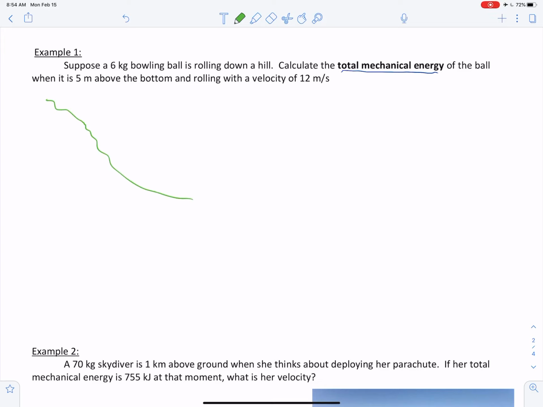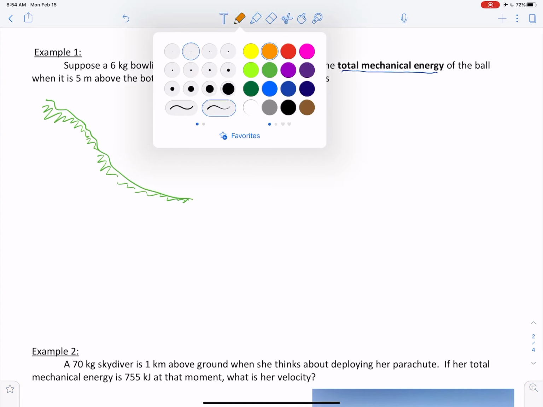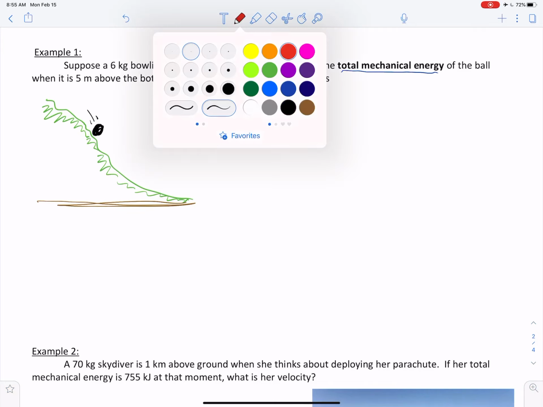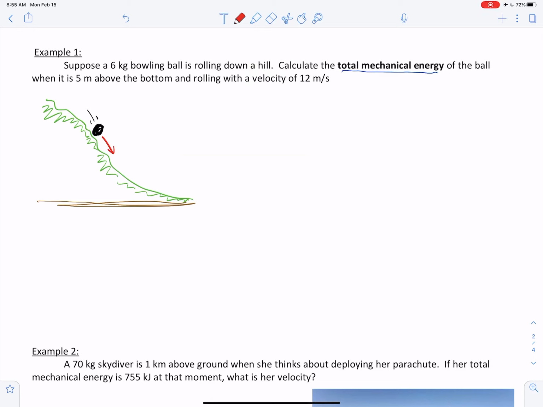So let's say here's a grassy hill and I've got a bowling ball that's rolling down it. So I'm going to draw the bottom of the hill here. And my bowling ball is somewhere along that hill. I'm going to stick it maybe right here. And it's rolling down the hill. We're told that it has a velocity of 12 meters per second, and that its height above ground is 5 meters. So there's my picture to help me visualize what's being explained in the problem statement.